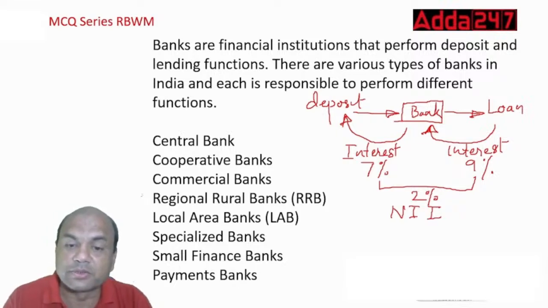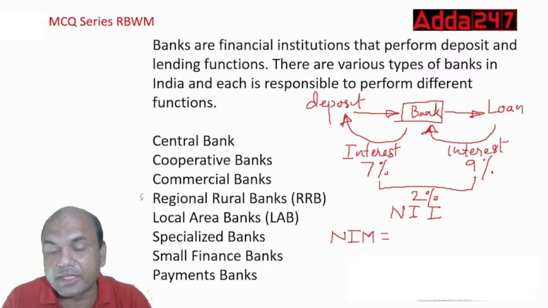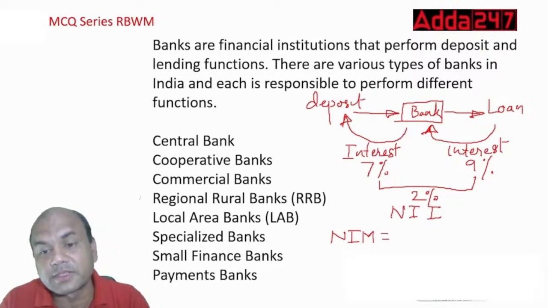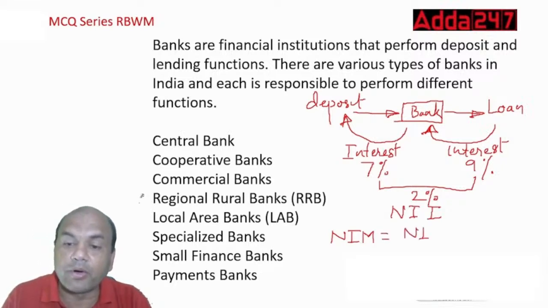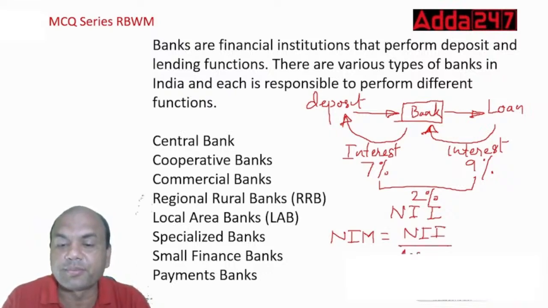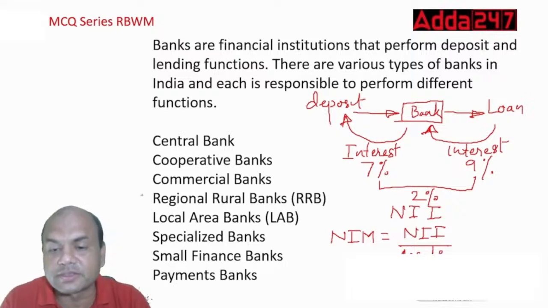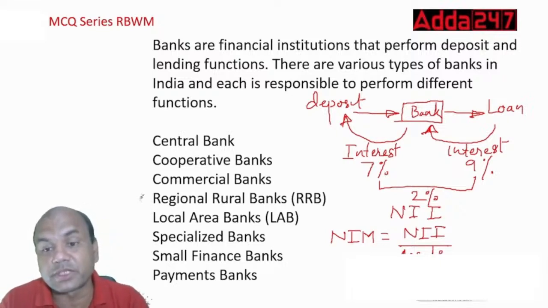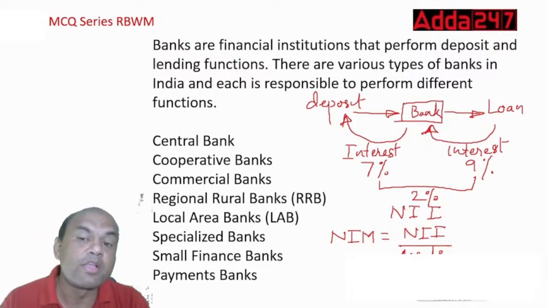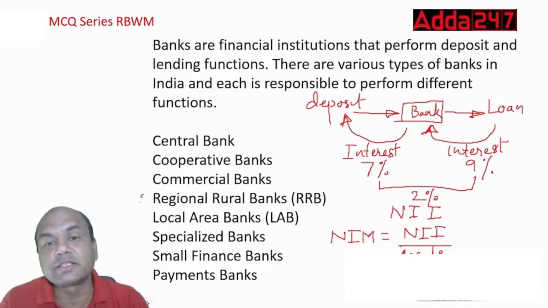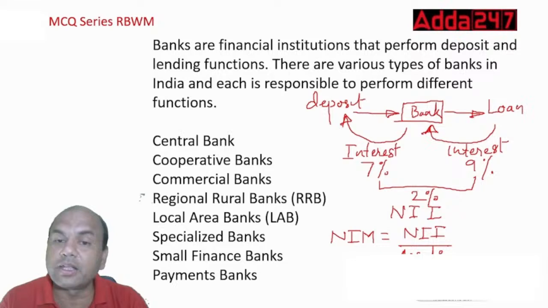NIM, net interest margin. Remember by heart these two, you'll be getting at least one in the exam. NIM equals NII upon yielding assets, or you just write it assets. It's actually yielding assets. Yielding means performing assets, which are giving you the returns. So coming back, banks are financial institutions that perform deposit and lending functions.